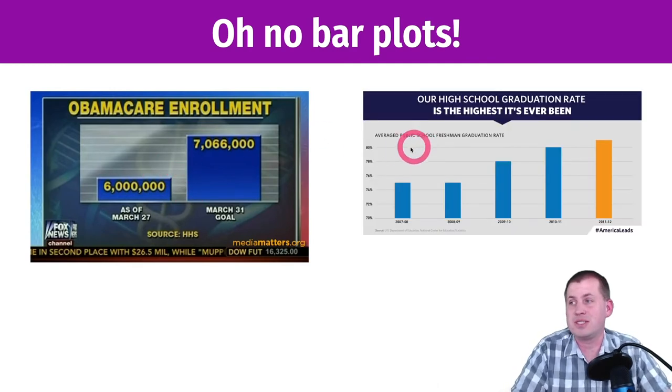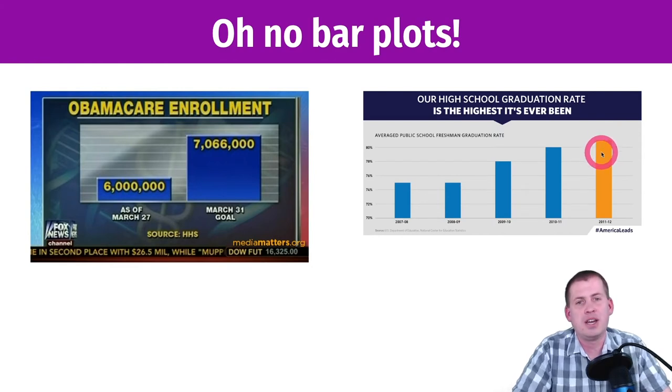It's not just Fox News that does this. A couple years later, the Obama administration tweeted this out, showing that the high school graduation rate is the highest it's ever been. So here's 2011, this is great, hooray. But if you notice the axis, it starts at 70% instead of at zero. And so again, it looks like from 2008 to 2009 and 2011 to 2012, the rate has doubled. It's because it's halfway in the graph here and now it's above this top line here. But that's not a doubling. That's going from 75% to 82%. So going up by 7 percentage points, not 50 percentage points.